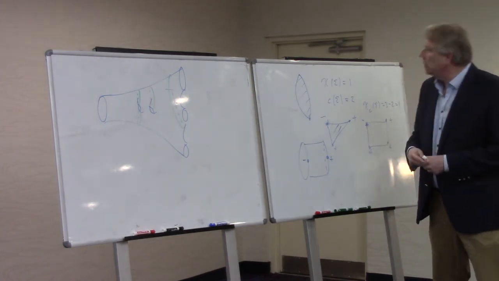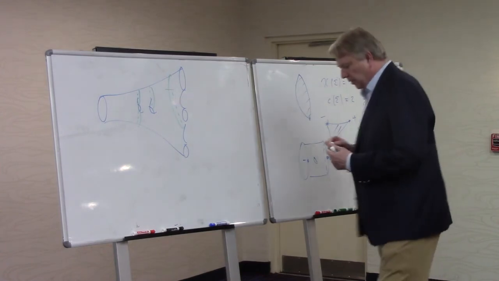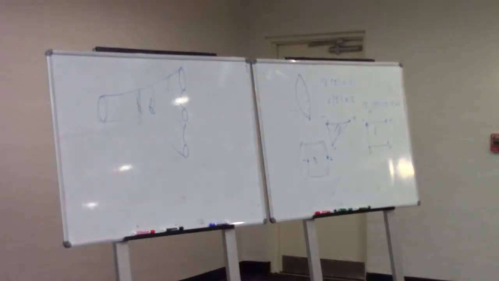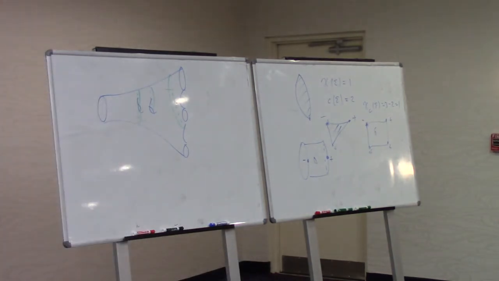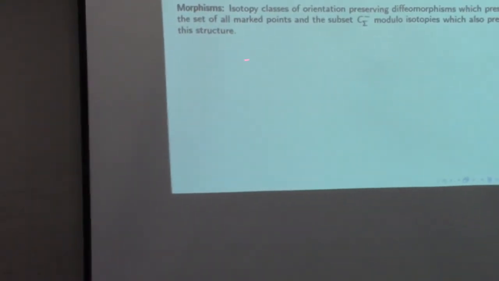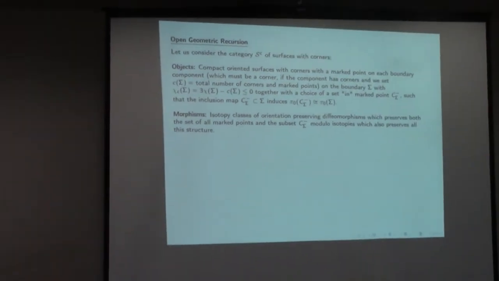Okay, and so on. Put some more topology in them or something like this. Okay, so those are the surfaces. And of course, the morphisms are just isotopies. So isotopy classes of orientation preserving diffeomorphisms preserve both the set of all marked points and the subset of the in marked points, modulo isotopies that also preserve all this structure. And these are diffeomorphisms, so of course they preserve the corners also.